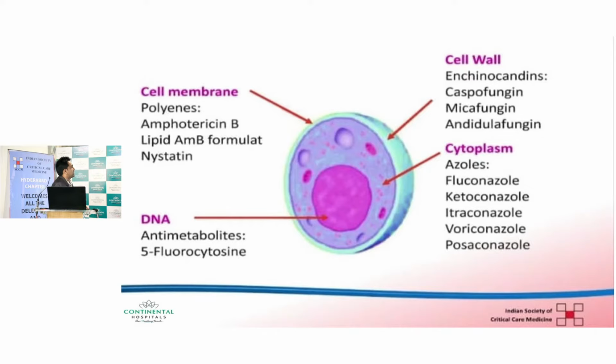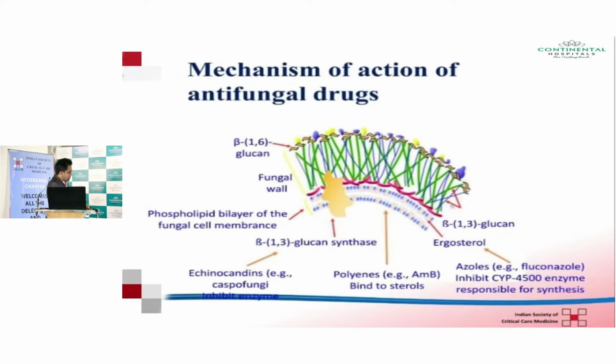So we should know the various sites where these antifungals act. 5-fluorocytosine is an antimetabolite which acts on the DNA. Azoles act on the cytoplasm. Echinocandins act on the cell wall. Polyenes act on the cell membrane. So, the mechanism of action.